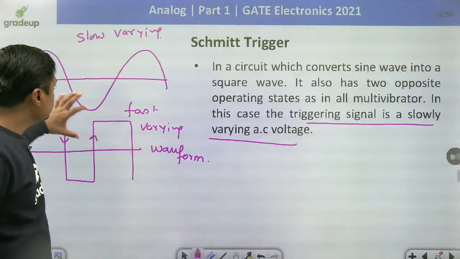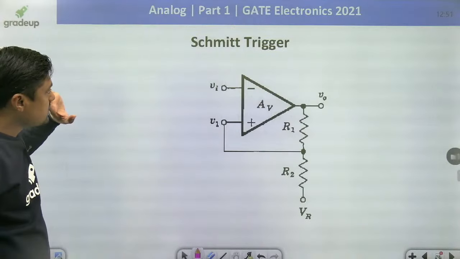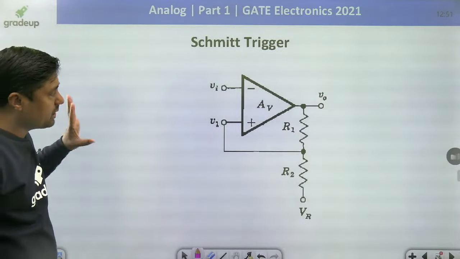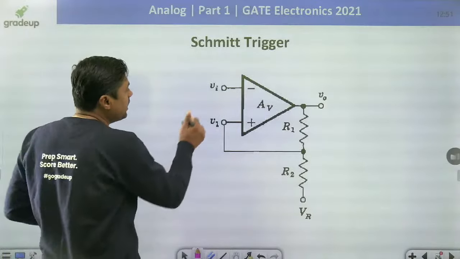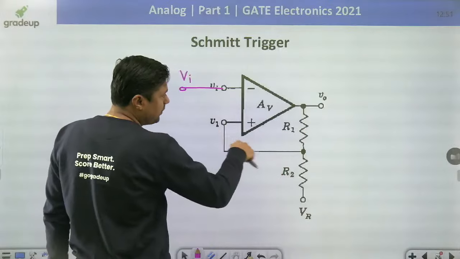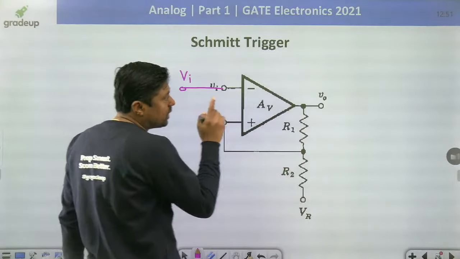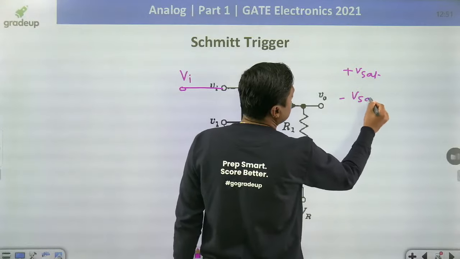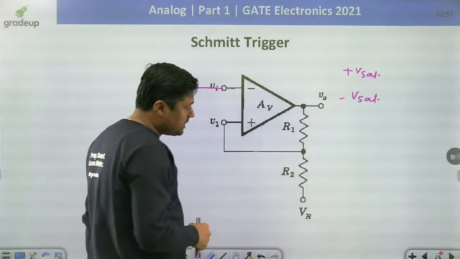Now try to understand the Schmitt trigger. This is a basic diagram of the Schmitt trigger. Here we are giving the input. This is the input. And this is what? Feedback, positive feedback. And because of positive feedback, the output has only two levels, plus Vset and minus Vset.